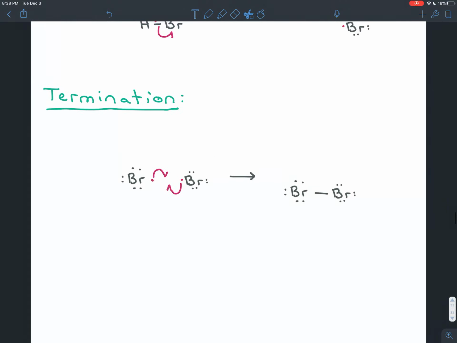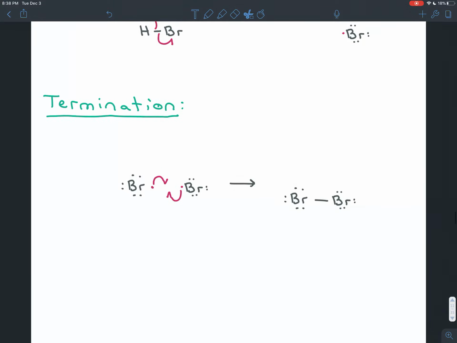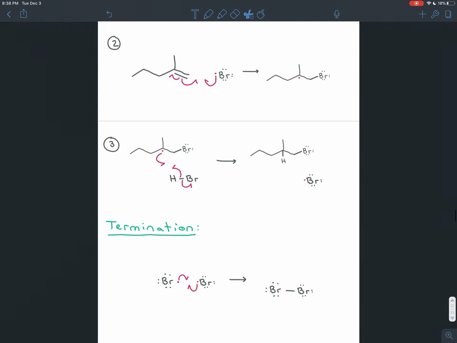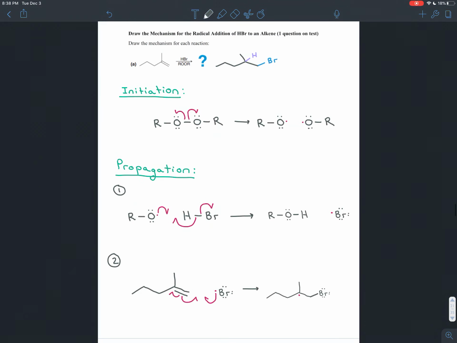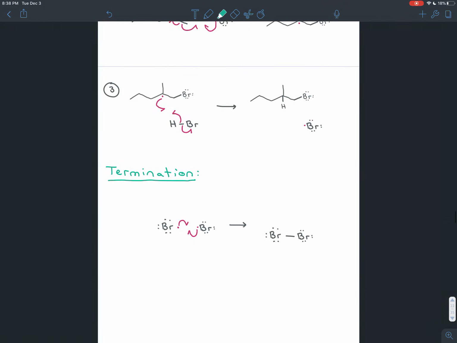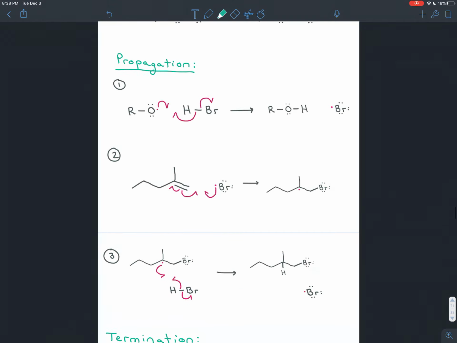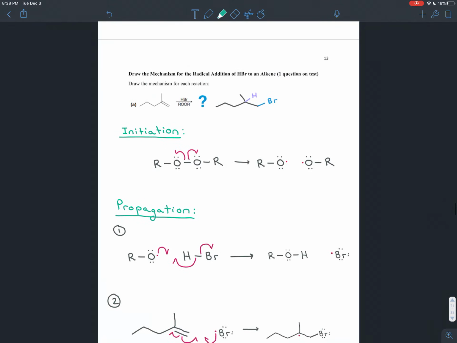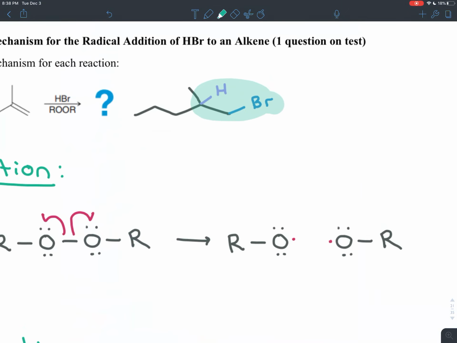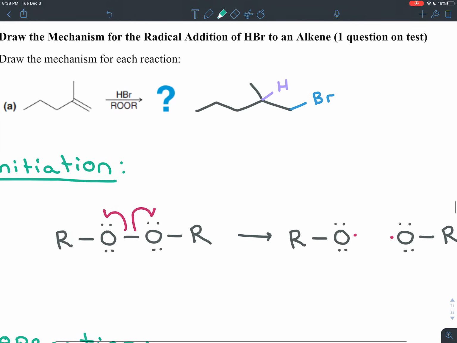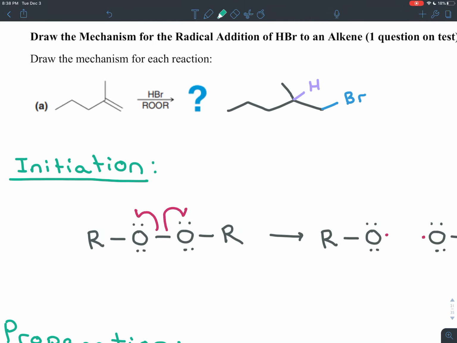And so that's the termination step here. And that will always be the termination step for the radical addition of HBr to an alkene. So, this first initiation step and the first propagation step are always the same. The termination step is always the same. The only thing that ever changes is the second and third of the propagation steps. That's where your radicals interact with the carbon chain to accomplish the anti-Markovnikov addition of H and Br, where H goes on the more substituted carbon and Br goes on the less substituted carbon.